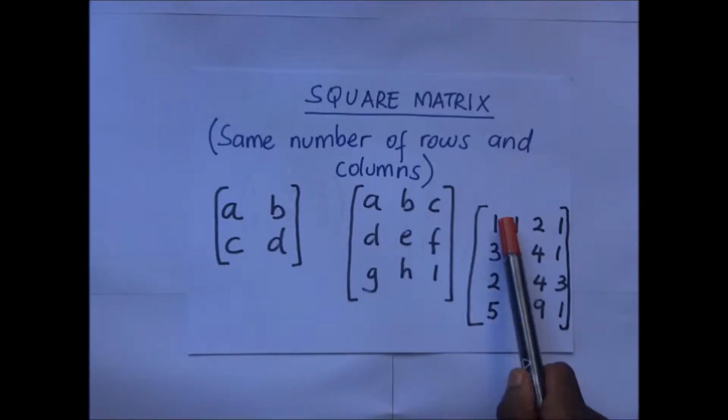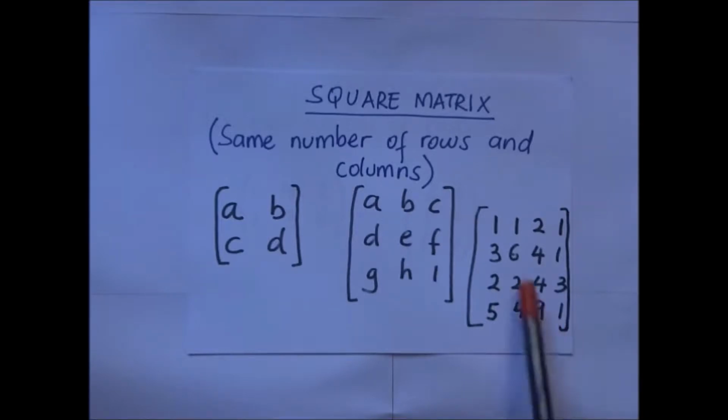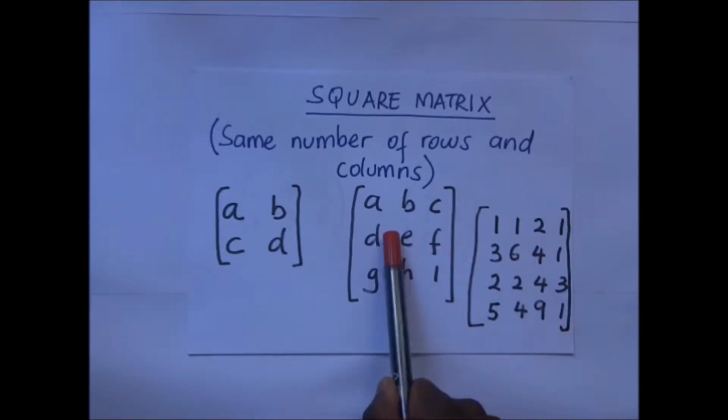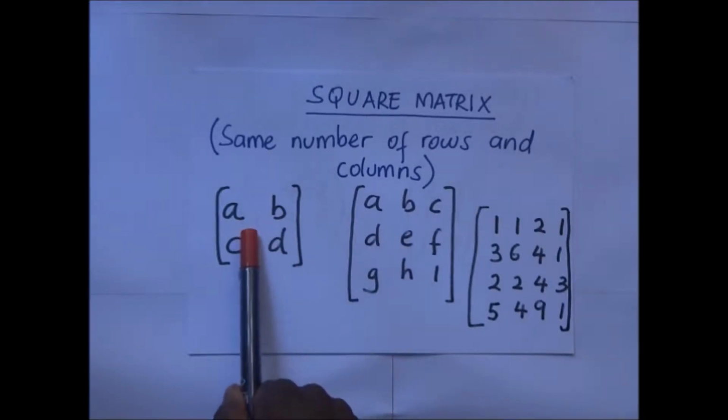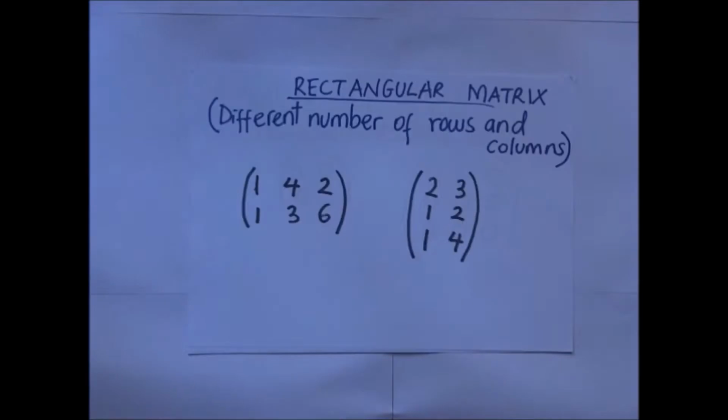The columns are 1, 2, 3, 4, and the rows are 1, 2, 3, 4. So this is a 4 by 4 matrix because it has 4 rows and 4 columns. This is a 3 by 3 matrix because it has 3 rows and 3 columns. This is a 2 by 2 matrix because it has 2 rows and 2 columns. And because they have the same number of rows and columns, we call them square matrices.